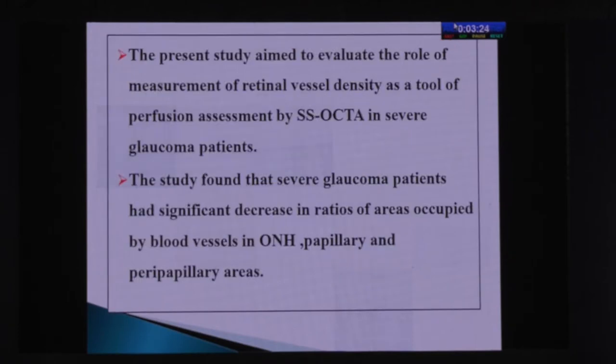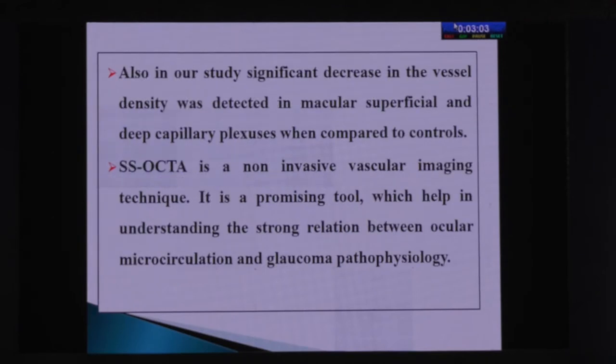The present study aims to evaluate the role of measurement of retinal vessel density as a tool of perfusion assessment by OCT angiography in severe glaucoma patients. The study found that severe glaucoma patients had a significant decrease in ratios of areas occupied by blood vessels in the optic nerve head, papillary, and peripapillary areas. Also, a significant decrease in vessel density was detected in the macular superficial and deep capillary plexus when compared to controls. OCT angiography is a non-invasive vascular imaging technique.